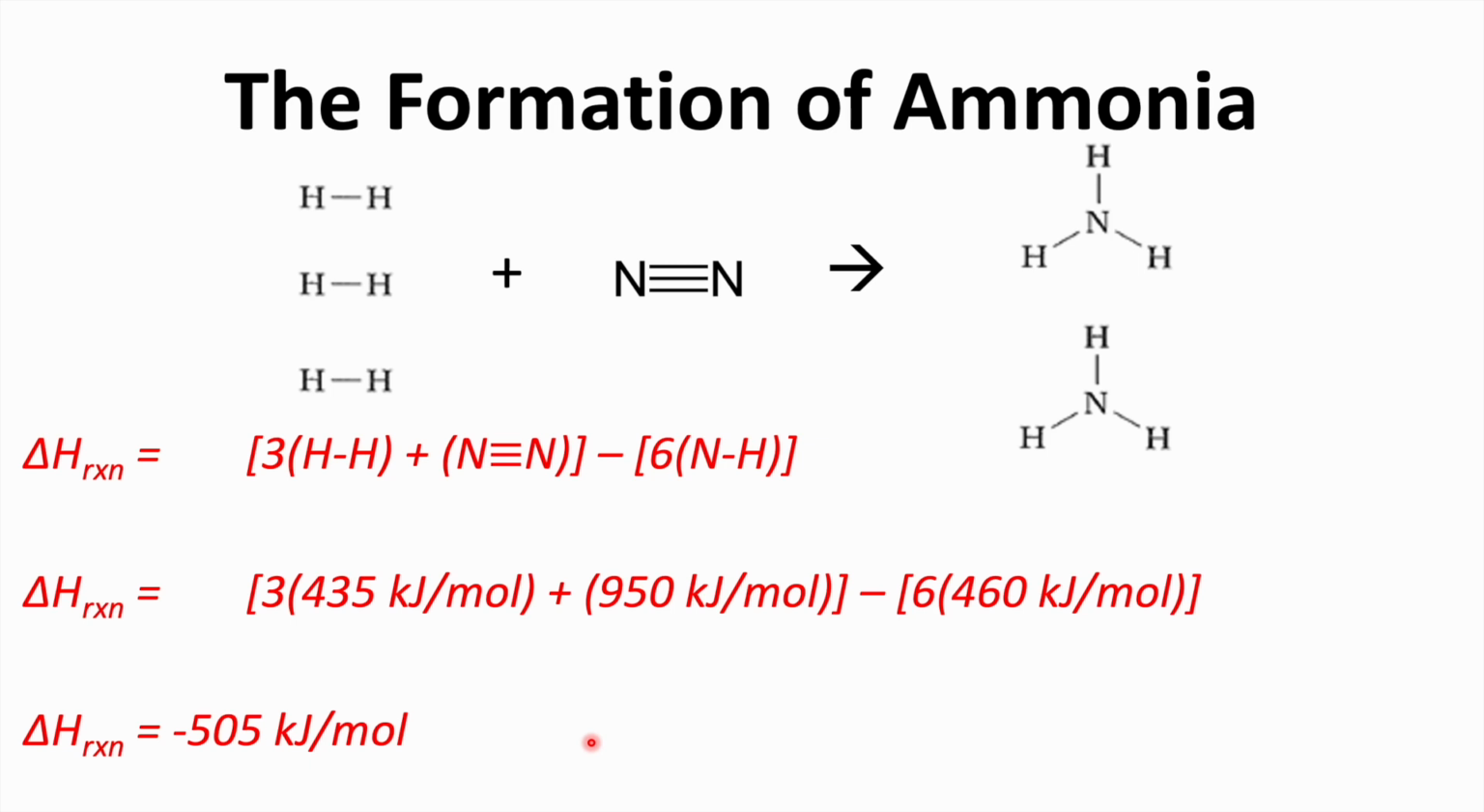And that is how we can calculate the heat of reaction for any problem. You got to have the balanced chemical equation. You got to write out your structural formula, figure out how many bonds of each type are being broken and formed, and then substitute in the bond enthalpies for each bond type from our table.